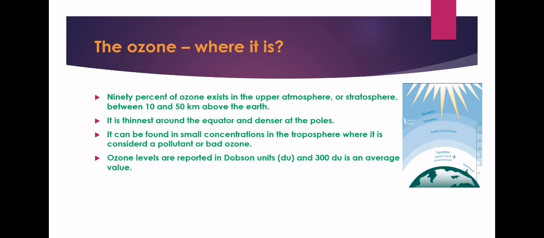Ozone, where is it? Number 1. 90% of ozone exists in the upper atmosphere, or stratosphere, between 10 and 50 kilometers above the Earth. Number 2. It is thinnest around the equator and denser at the poles. Number 3. It can be found in small concentrations in the troposphere, where it is considered a pollutant or bad ozone. Number 4. Ozone levels are reported in Dobson units, symbolized by DU, and 300 DU is an average value.